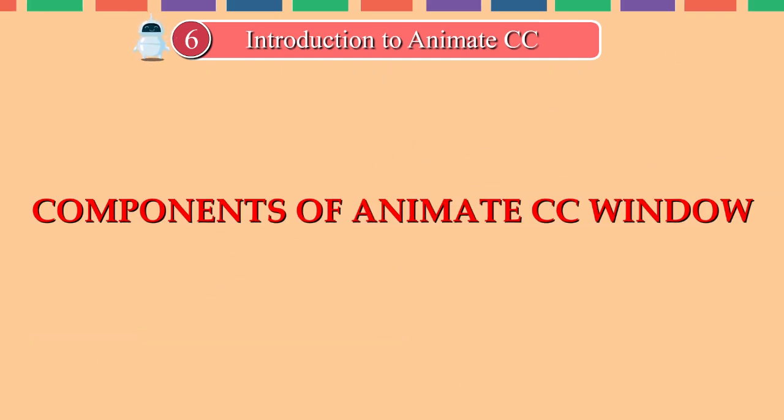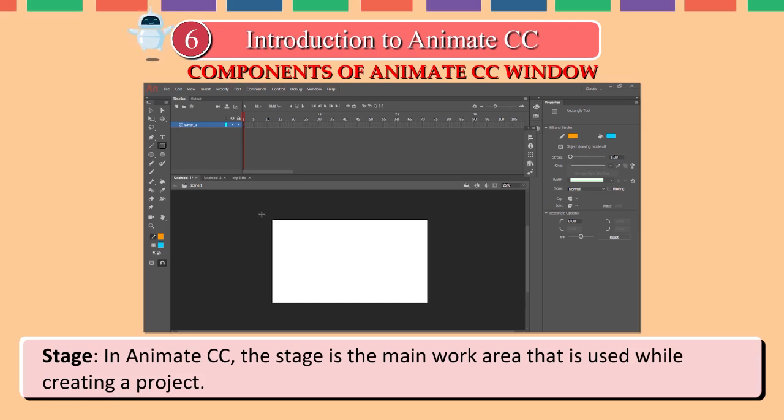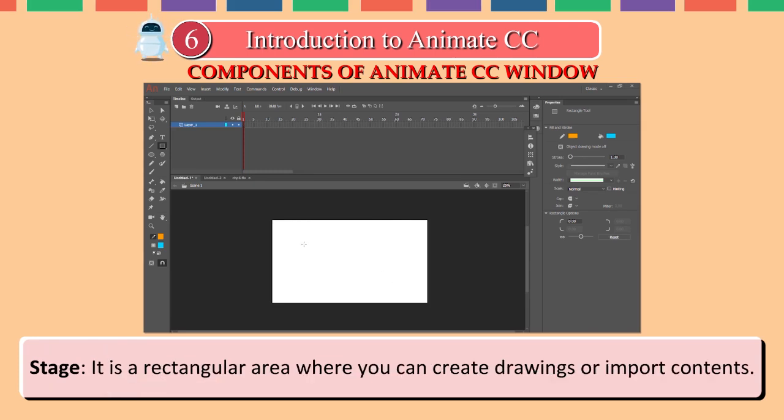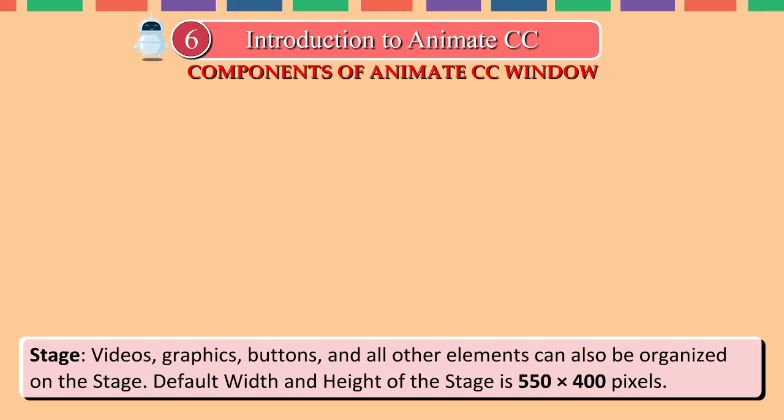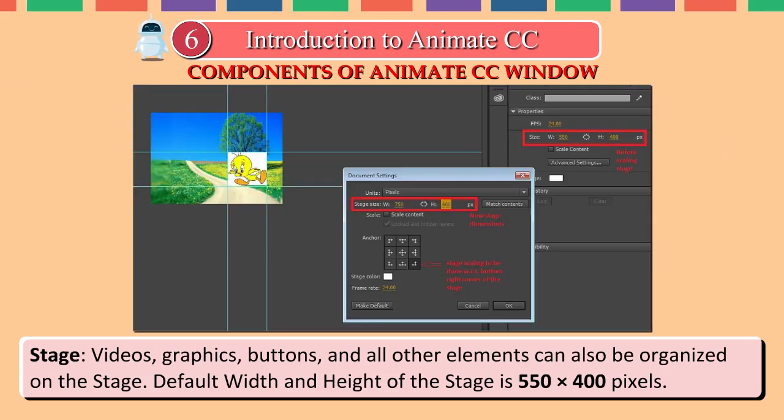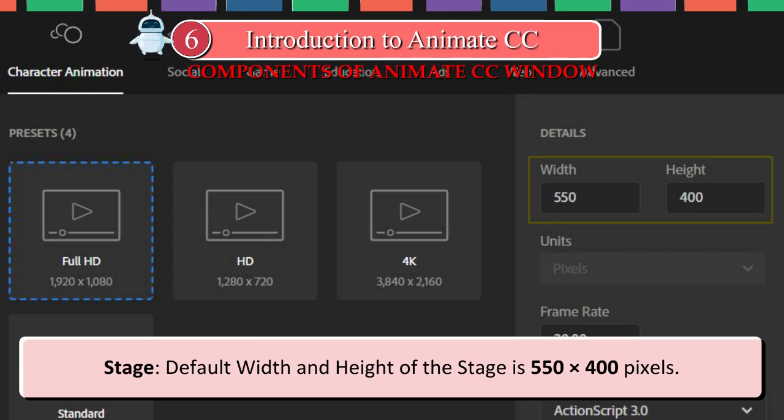Components of Animate CC Windows. Stage. In Animate CC, the stage is the main work area that is used while creating a project. It is a rectangular area where you can create drawings or import contents, videos, graphics, buttons, and all other elements. They can also be organized on the stage. The default width and height of the stage is 550 x 400 pixels.